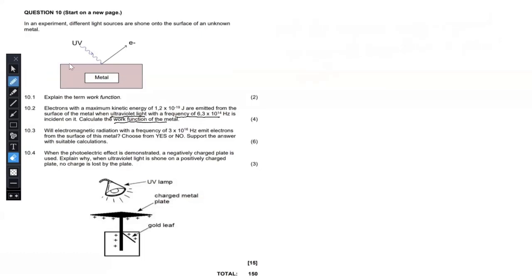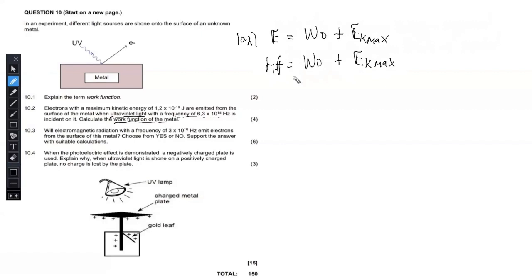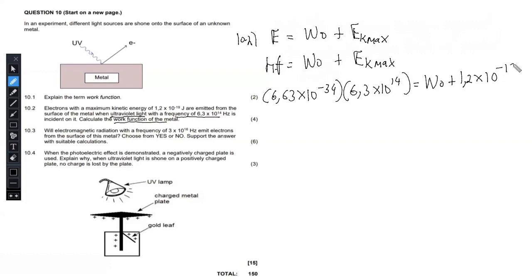Right. So in order to calculate that, this is 10.2, E is equal to work function plus EK max. Right. So my E is h times f. Then we have work function plus the EK max, right? So we are looking for work function. We can substitute our Planck's constant, which is 6.63 times 10 to the exponent of negative 34. And then the frequency of the light, we've been told that it is 6.3 times 10 to the exponent of 14. And then work function, we are looking for that. And then our maximum kinetic energy is 1.2 times 10 to the exponent of negative 19 joules.